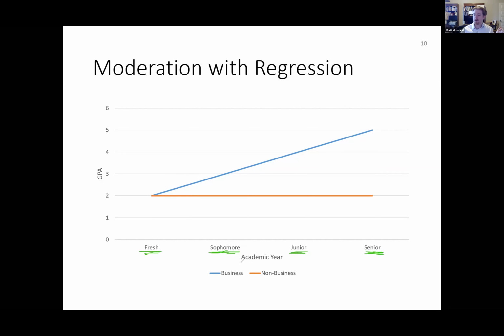And we would also say this is an interaction effect, even though it's continuous, because we have academic year, which is continuous. We have one variable that's still categorical, and that's perfectly fine because we just need one continuous variable to test moderation with regression. The other categorical variable is whether you're a business major or a non-business major. And as we see, if you are earlier in your academic career, whether you're a business major or a non-business major, your GPA is going to be a 2.